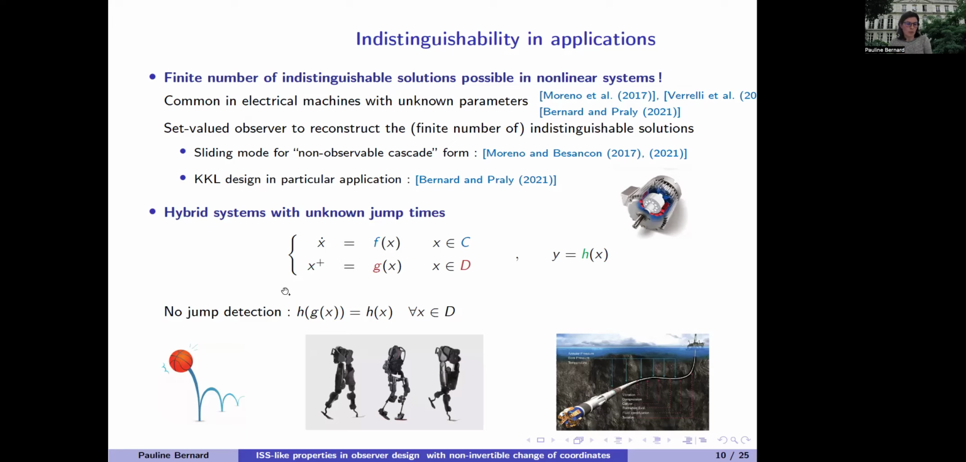The problem is that, as you can see here, the fact that you have no jump detection, so that the jump is not seen from the measurement, means you're going to have points that are indistinguishable. For example, if you take the bouncing ball, the state before the jump with the velocity going down and the state after the jump with the velocity going up are indistinguishable. They trigger the same output history, both in backward time and in future time. This is also an application I will tell you about, and that leads to interesting ISS conditions.